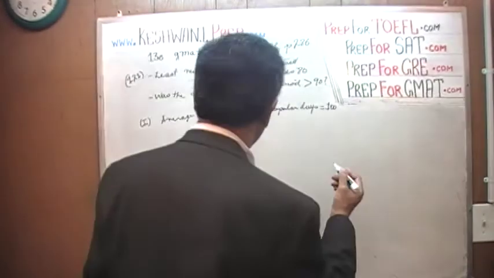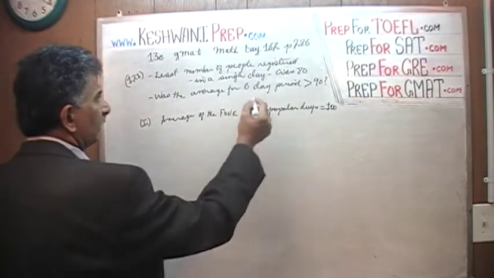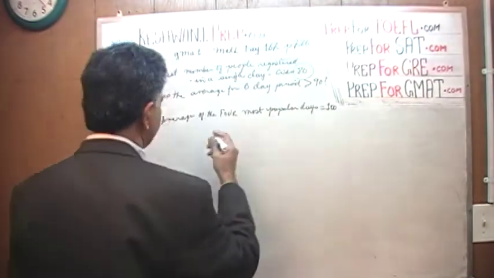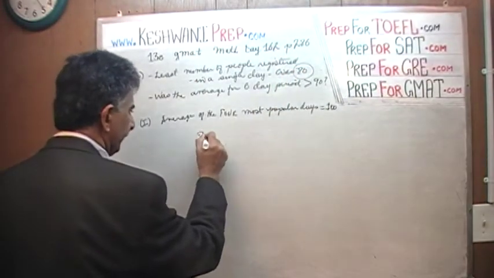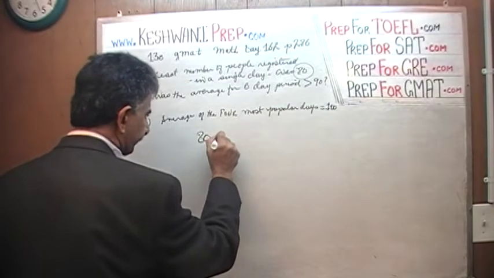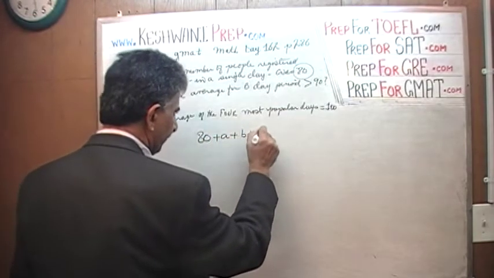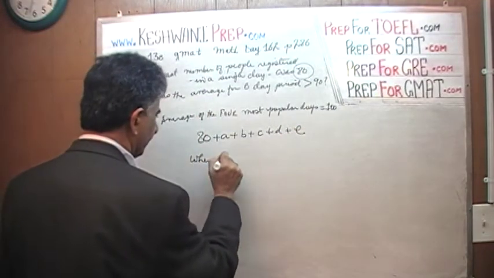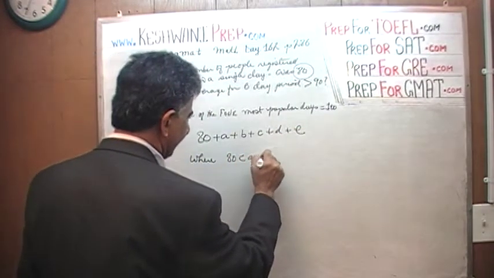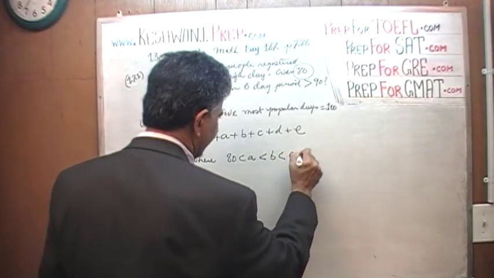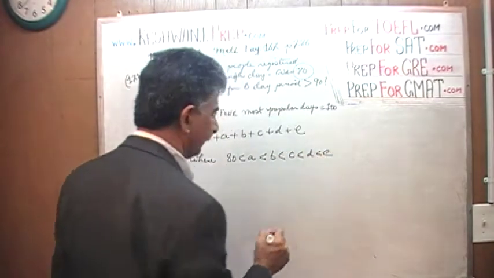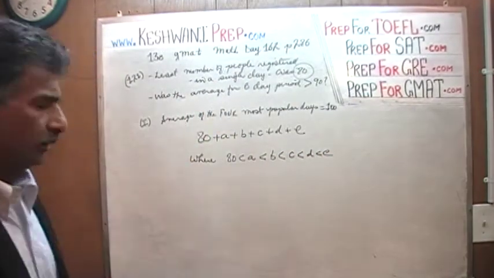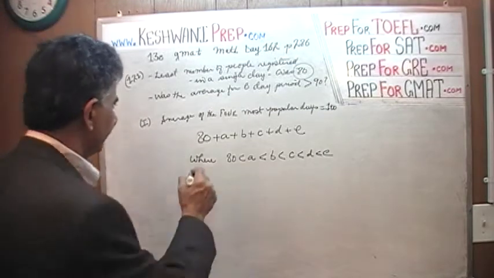So here we're going to set it up like this. The least was 80, so let's start here with the least. So this is 80, and then let's say A, B, C, D, and E, where 80 is less than A, and A is less than B, and B is less than C, and C is less than D, and D is less than E. In other words, we're going to arrange them in order from the least to the greater, and this is the least.